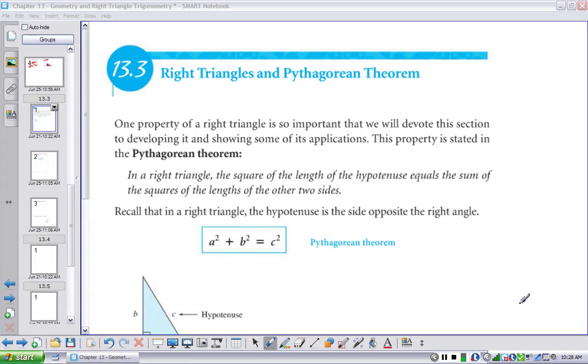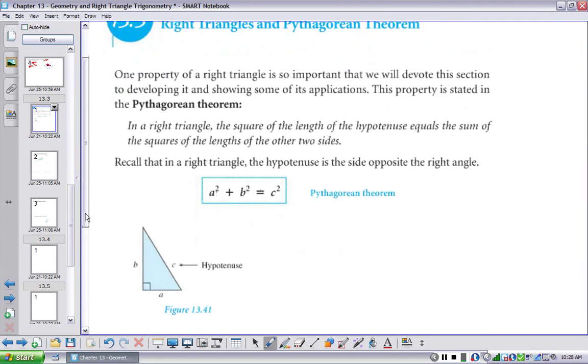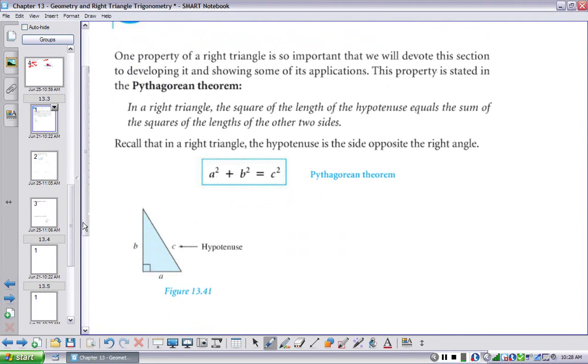All right, we're looking at right triangles and the Pythagorean theorem. The Pythagorean theorem is very important throughout mathematics, and you can only use it if you have a right triangle. But what it says is that the square of the length of the hypotenuse equals the sum of the squares of the lengths of the other two sides.